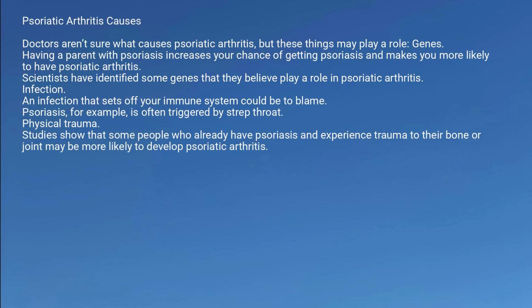Psoriatic arthritis causes. Doctors aren't sure what causes psoriatic arthritis, but these things may play a role. Genes. Having a parent with psoriasis increases your chance of getting psoriasis and makes you more likely to have psoriatic arthritis. Scientists have identified some genes that they believe play a role in psoriatic arthritis. Infection. An infection that sets off your immune system could be to blame. Psoriasis, for example, is often triggered by strep throat. Physical trauma. Studies show that some people who already have psoriasis and experience trauma to their bone or joint may be more likely to develop psoriatic arthritis.